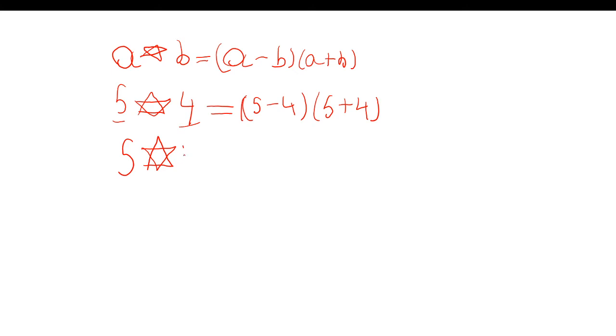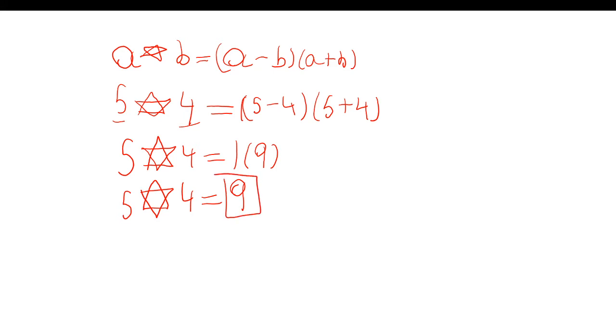5 minus 4 evaluating, we have 1 multiplied by 5 plus 4, which is 9. So we get 5 star 4 is simply equal to 9. Now this is how you evaluate such a problem. You plug in your values and solve accordingly. It's as simple as that.